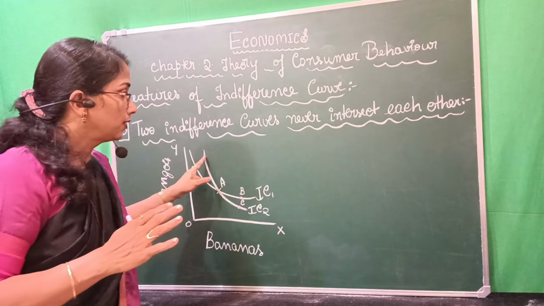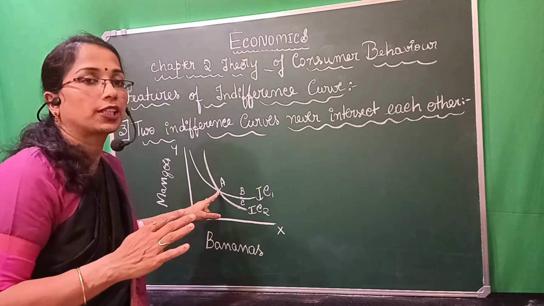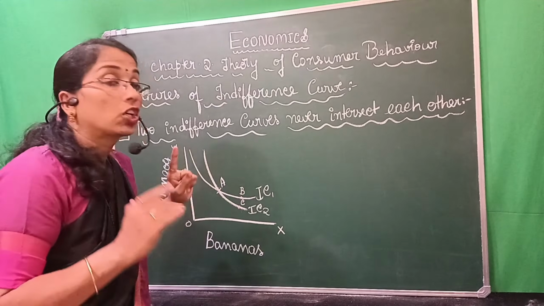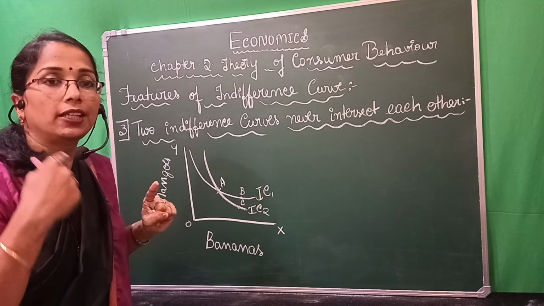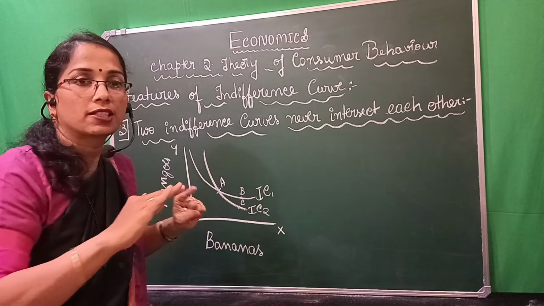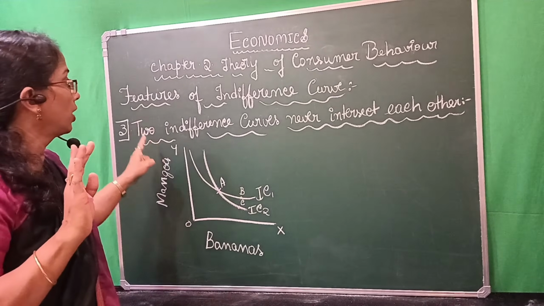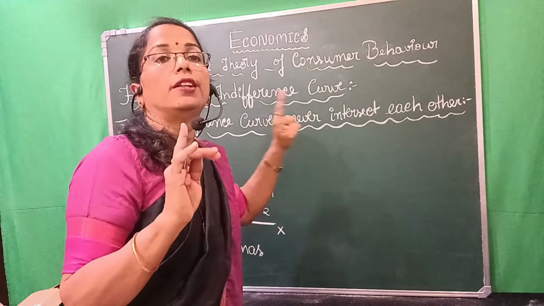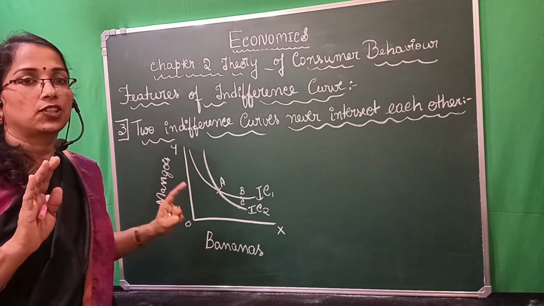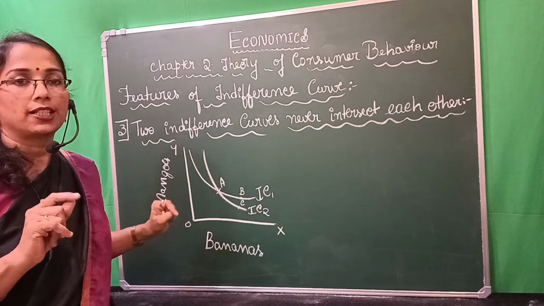But since these two indifference curves are intersecting each other at point A, they are giving conflicting or misleading results, saying that point B and point C are giving the same level of satisfaction, which is not correct. Therefore, two indifference curves never intersect each other. They should not intersect each other. If they intersect, they will lead to conflicting results.